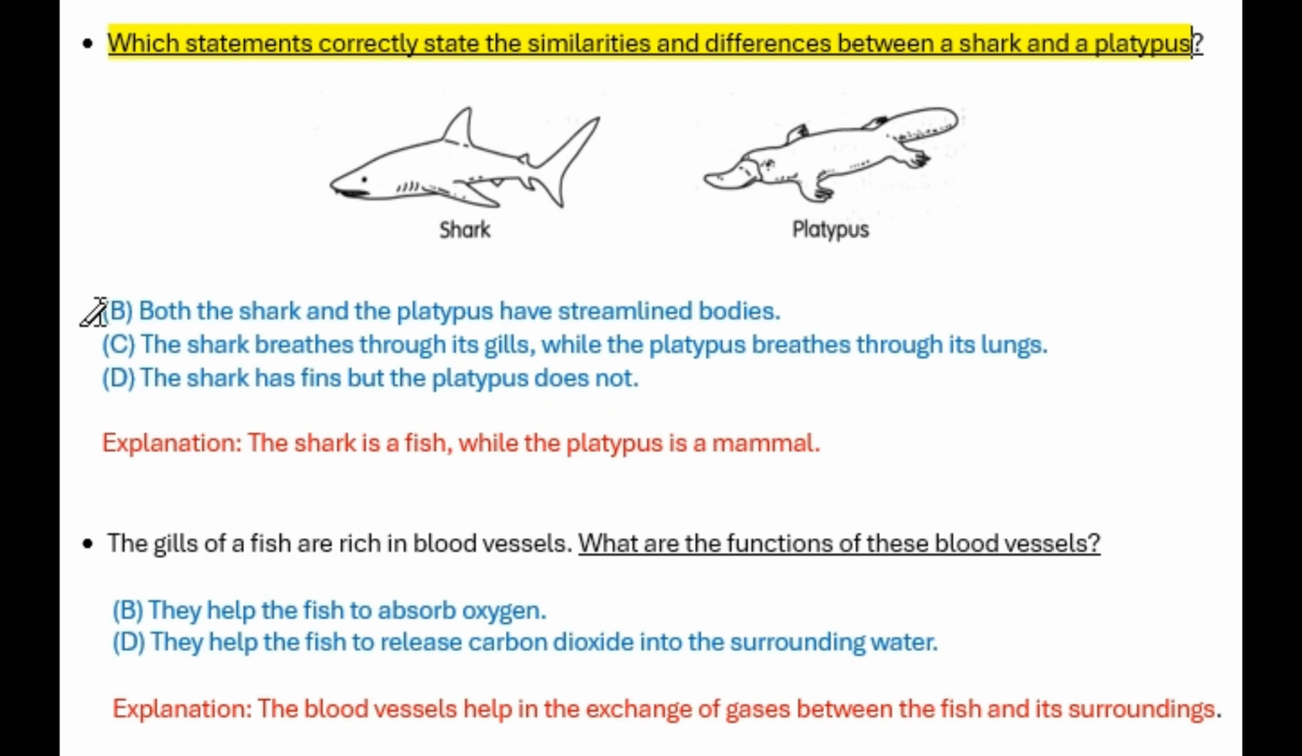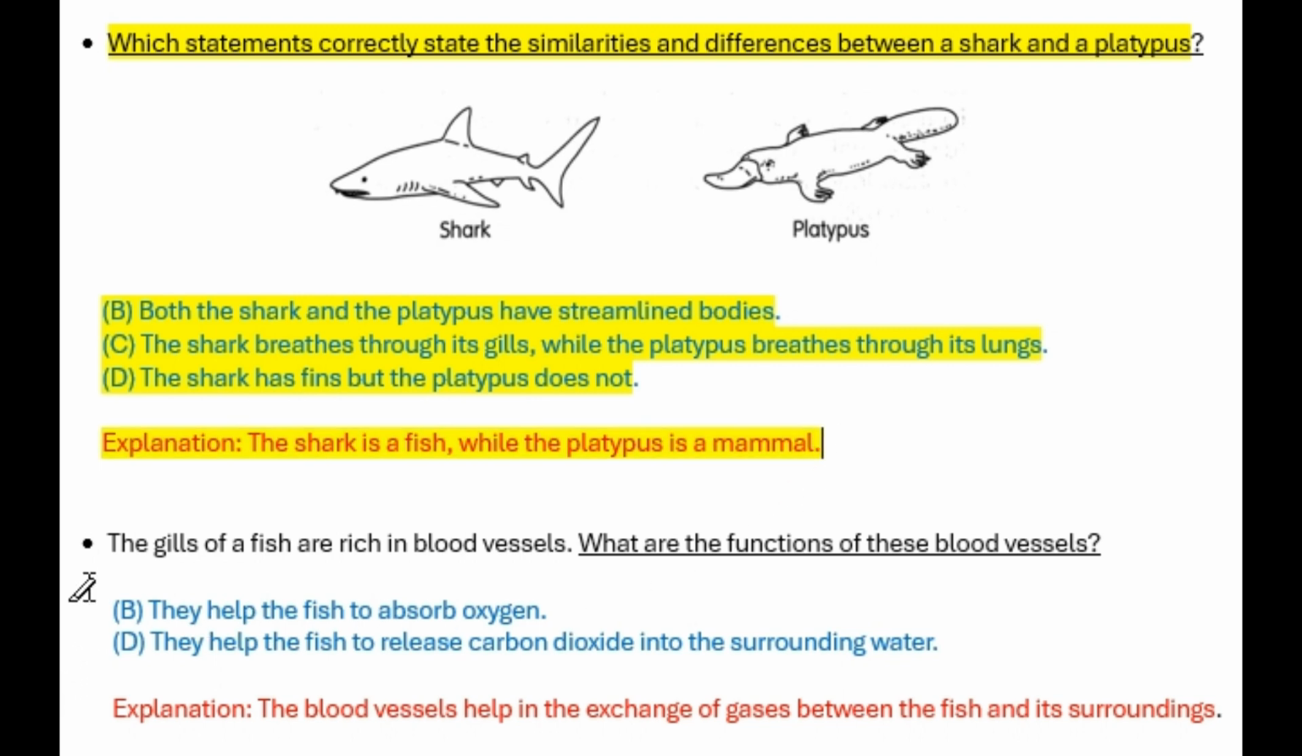B. Both the shark and the platypus have streamlined bodies. C. The shark breathes through its gills, while the platypus breathes through its lungs. D. The shark has fins, but the platypus does not. Explanation: the shark is a fish, while the platypus is a mammal.